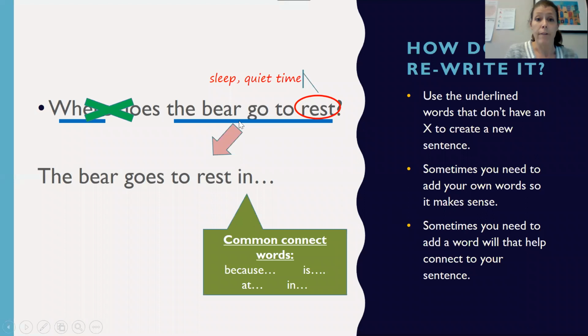Okay, so we have our underlined words that are left over, and we just use them to start our answer. The bear goes to rest. And here, that's how we're going to start our answer. Where does the bear go to rest? The bear goes to rest in, so we have to usually add a connector word to connect our statement to our answer. And so common connector words are because, is, at, or in.